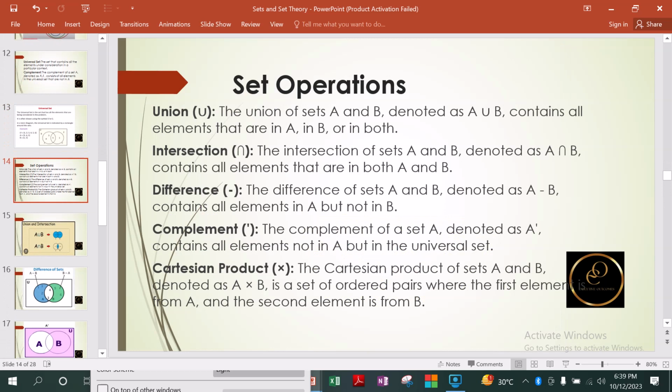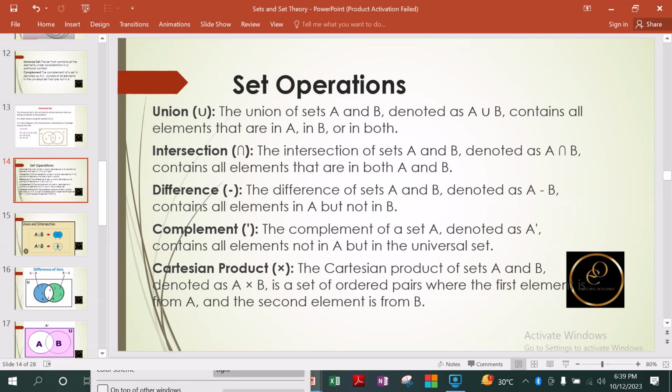The difference of sets. Let's look at A and B. If these are the two sets A and B, then the difference is denoted as A minus B, which contains all elements in A but not in B.